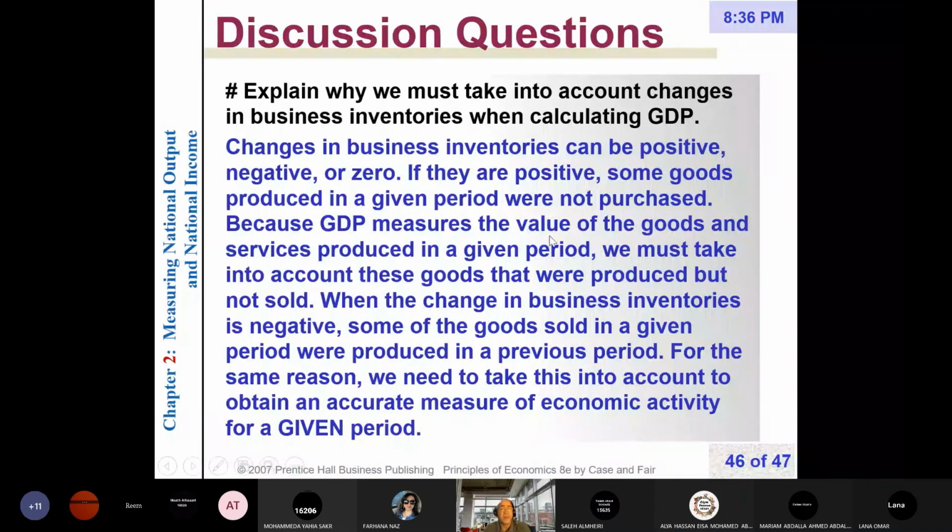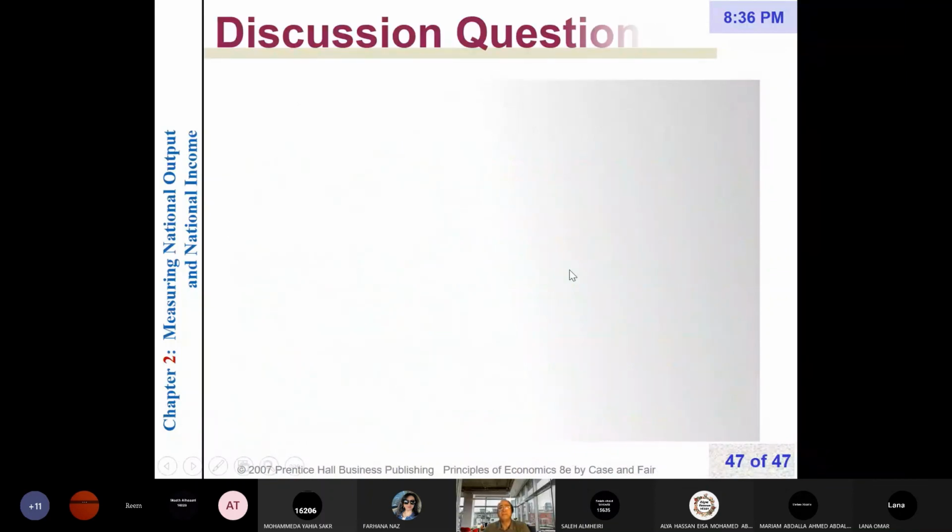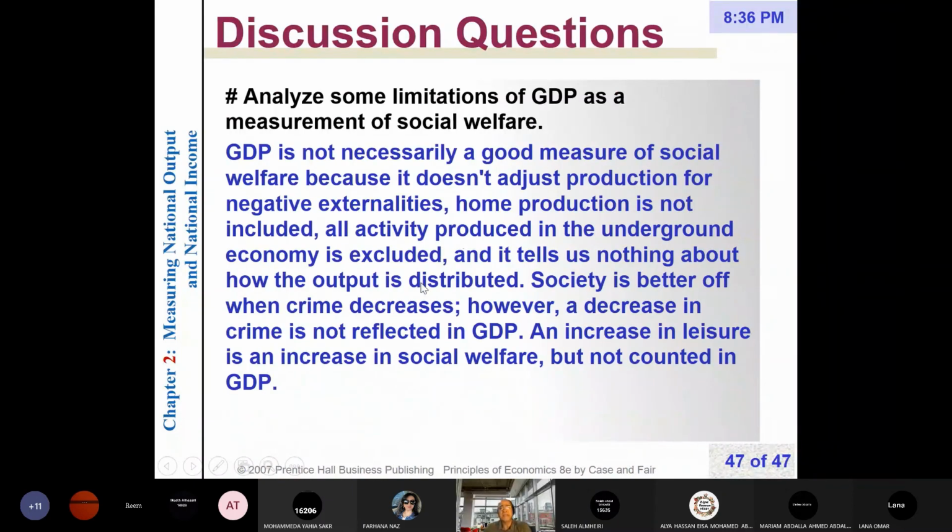I explained this question, if you remember, when we reached this point at that time. I guess this is the last chapter. We just explained it, analyzing some limitations of GDP as a measurement of social welfare. With the help of Muhammad Yahya, we answered this question.